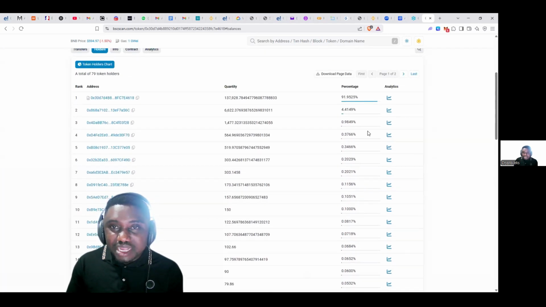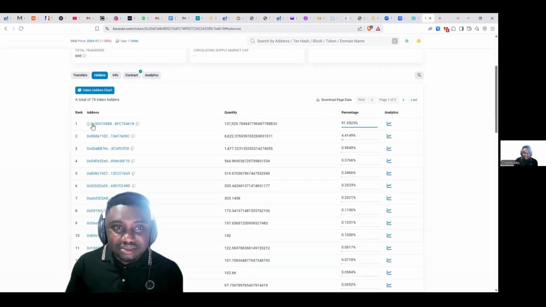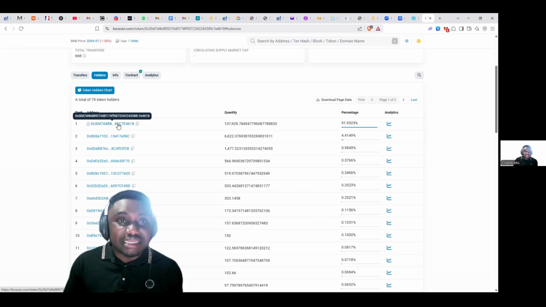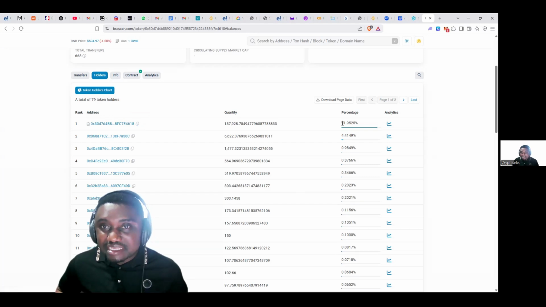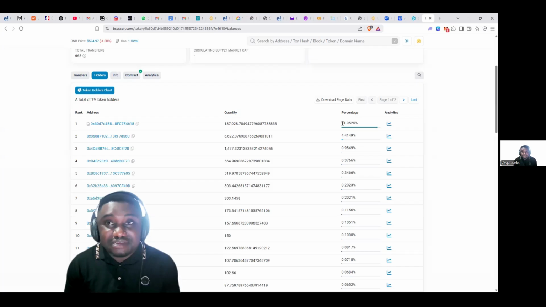Okay, so when you look at a project that is allocated like this, 91 point something percent here, although part of this token might be for promotion, it might be used for lending if they're going to have a lending platform, it could be used for exchange if they're going to be listed on exchanges, but it does not change the fact that somebody has access to this wallet and he is holding 91.9% of the entire token of the project. So this is a red flag for me.